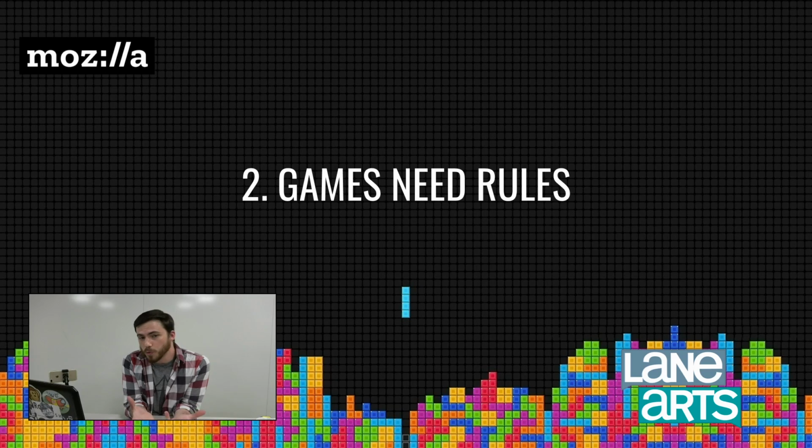Number 2 is games need rules. Now we know this, a game without rules is chaos or a puzzle, even though puzzles have a couple of rules. But games need rules, and more importantly, the rules need to be clear. They need to be understood 100% by everybody. Otherwise, people might cheat, or they might break the rules, or they might not want to play at all if they think the game doesn't make any sense.